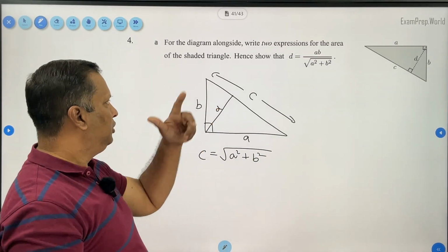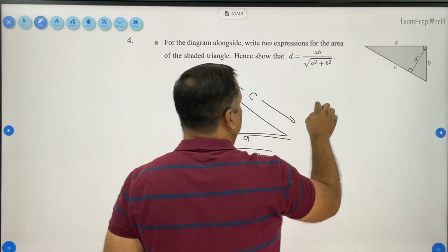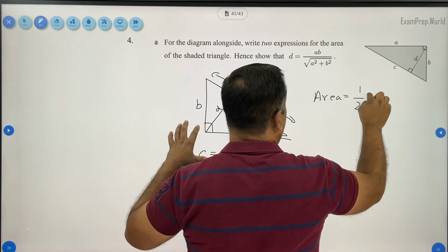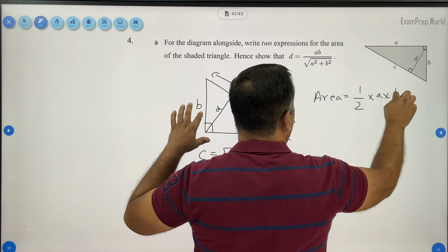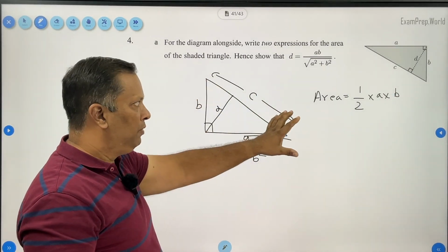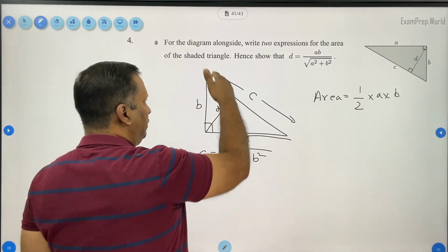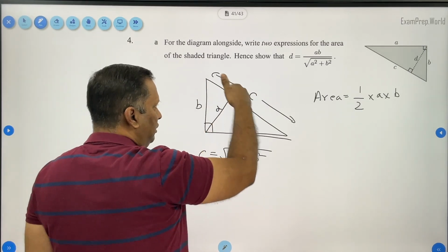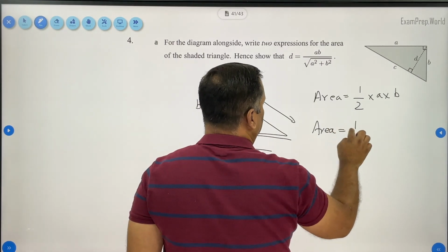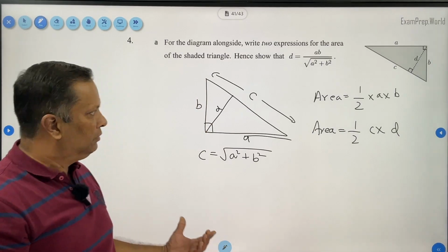Now, the area of this triangle is half base into height. So area is half base, which is A, into height, which is B. A into B, right? This is one way of calculating the area. Now see the triangle as a whole, rotate the triangle. So this becomes base and this becomes height. So area can also be written as half of C into D.